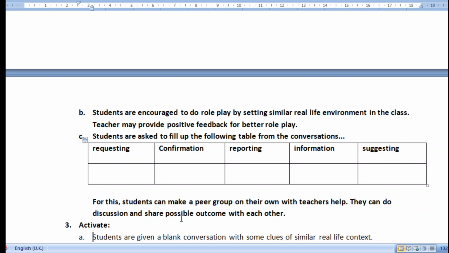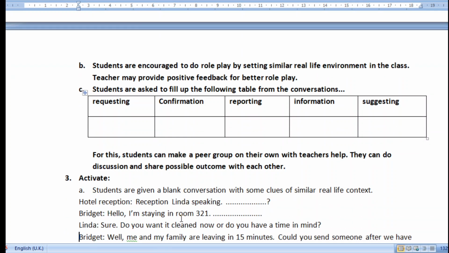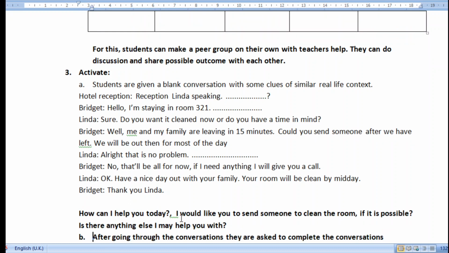For this, students can make peer groups. That is the classroom setting. So the teacher asks them to divide. Please make a group with the teacher's help. While making the group, the teachers can help them. They can do discussion and share possible outcomes with each other. Now, the practice section.